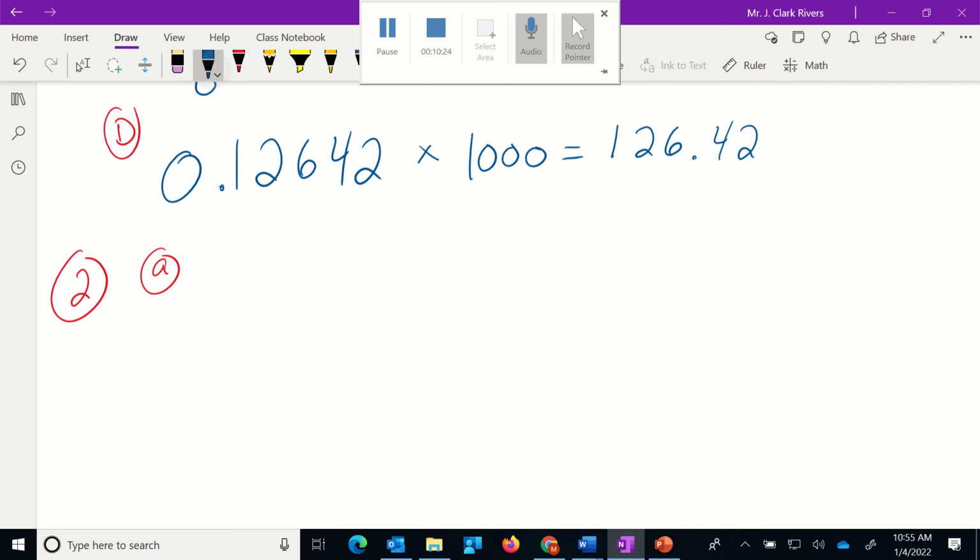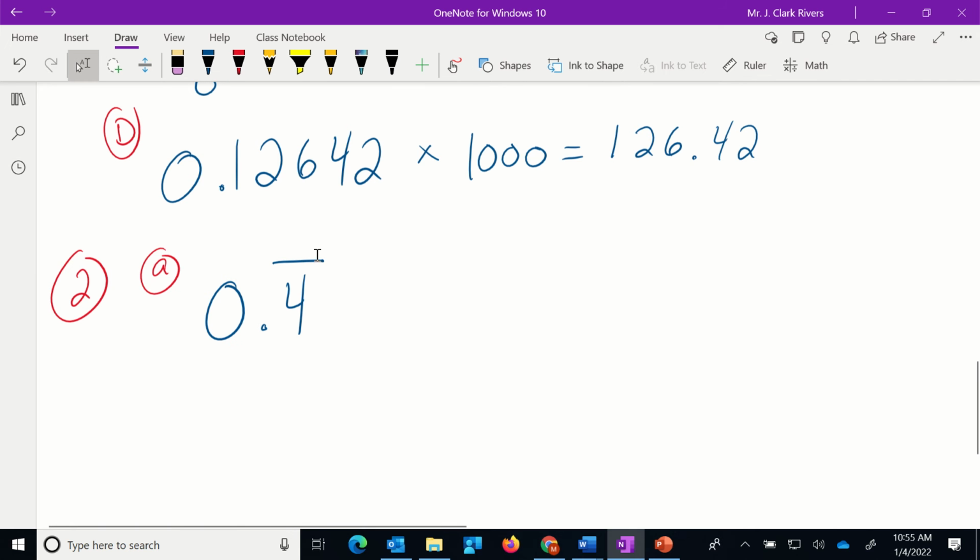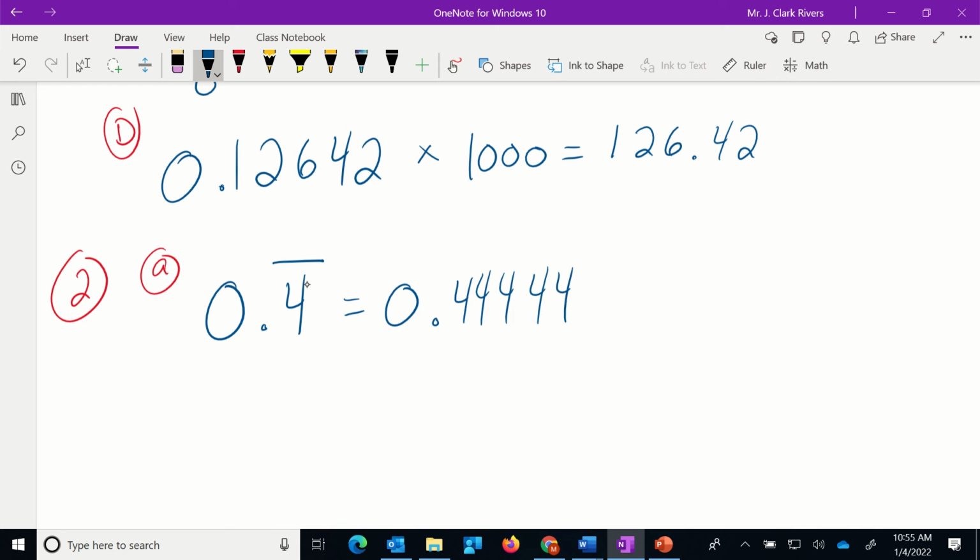All right, so let's talk about this: 0.4, and we put that bar over the top. Does anybody know what this bar means over the top of the 4? Taylor? It means the 4 keeps on going. Yeah, the 4 keeps on going. So this is 0.44444, and then we'll do dot, dot, dot to show that it goes on forever. If you didn't know this before right this second, that's okay. Not everybody saw this in 6th grade, but when we have this bar over the top of a digit, like a 4 in this case, that means that goes on forever.